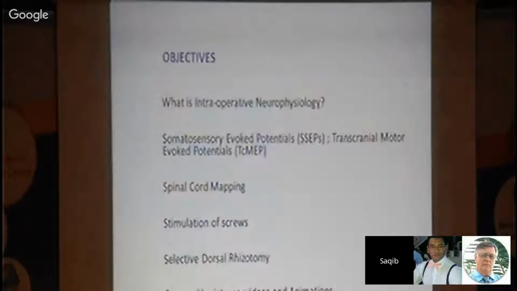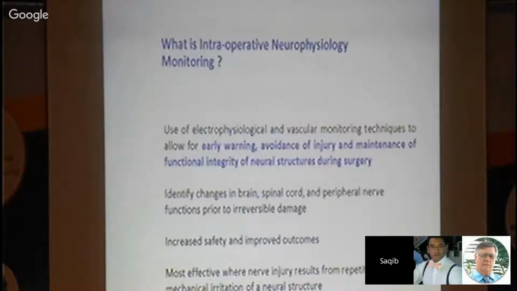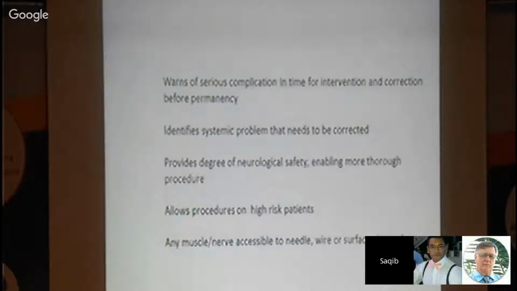Yesterday we talked about all sorts of surgery, but today's talk is only about spine surgery. So I'm going to tell you about these modalities: sensories, motors, spinal cord mapping, screw stimulation, and rhizotomy. So let's see. Intraoperative neurophysiology use, probably that's the use that I just mentioned, is more important than this academic use. We monitor certain neural functions by using certain modalities, and those modalities give you information about the neural structure in real time in a sedated patient. I'm going to quickly move over.